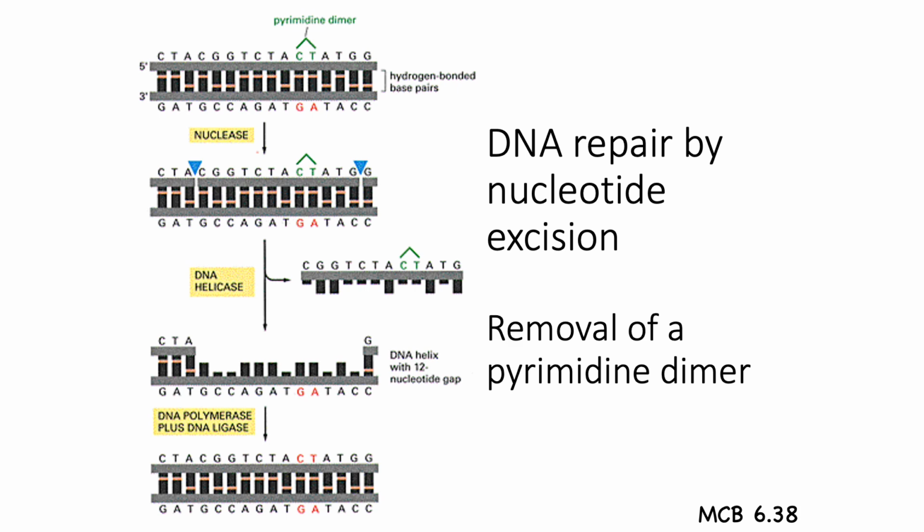Now there's another mechanism, another excision mechanism. In this case, several bases are removed that include the place where the lesion is. In this case, a repair of a pyrimidine dimer. So it's removed and chewed up, and then a polymerase can come in, use the opposite strand as a template, fill in the gap, and then ligase can seal that.